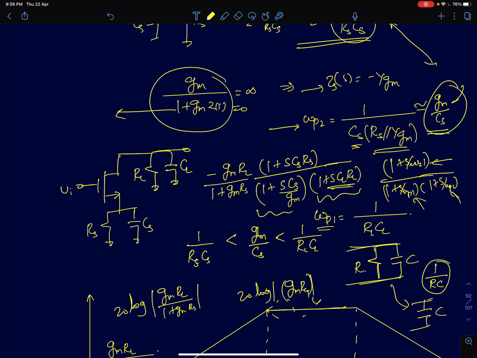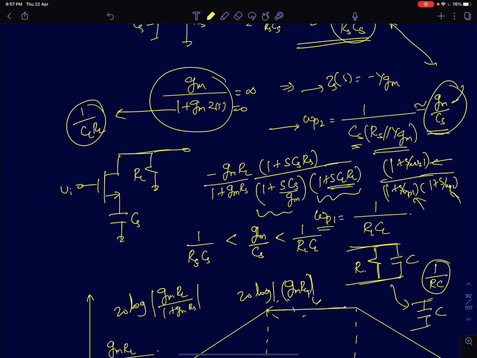So if you keep that in mind, in this circuit we have already crossed 1 by RSCS, which means this RS can be ignored. So this will look like a capacitor of value 1 by CS. And we haven't yet reached 1 by RLCL. This parallel RLCL will look like a resistor because we are far less than 1 by RLCL. We haven't reached it yet, so it will look like a resistor. Now this is the circuit we are left with.